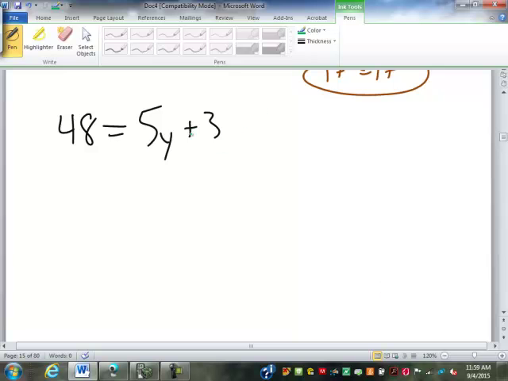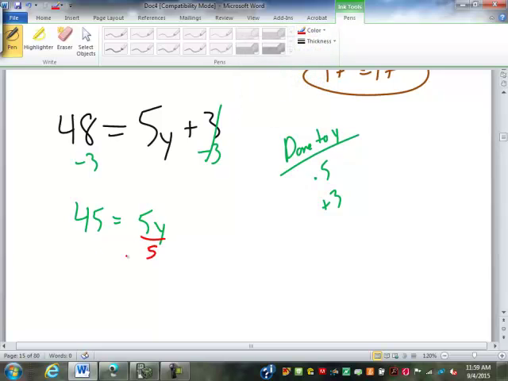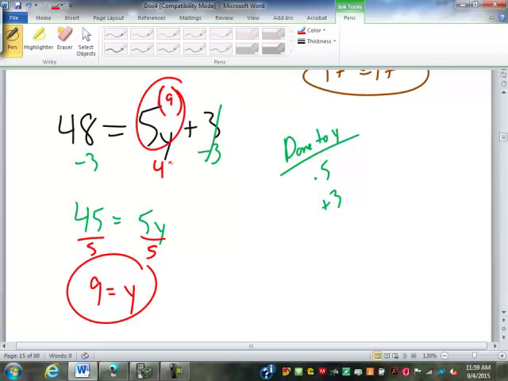So if we look at how this one was built, and I don't expect you to write this out, what's been done to my variable y, it's been multiplied by 5, and 3's been added to it. So to take it apart, we're going to subtract the 3. So 45 equals 5y, and then divide by 5. 9 equals y. And again, you could put 9 back in where the y is. 5 times 9 is 45, plus 3 is 48. So let's check out.